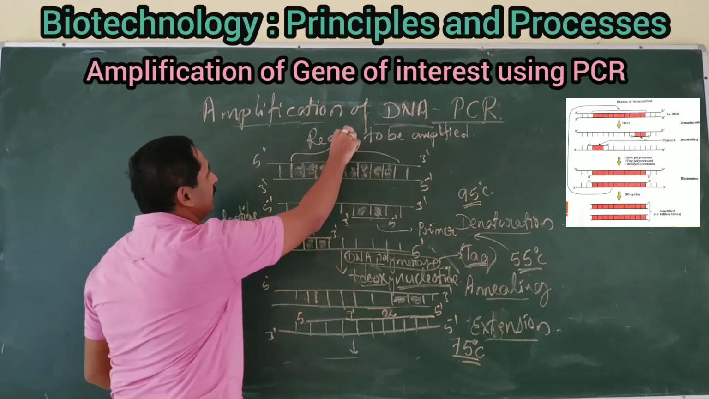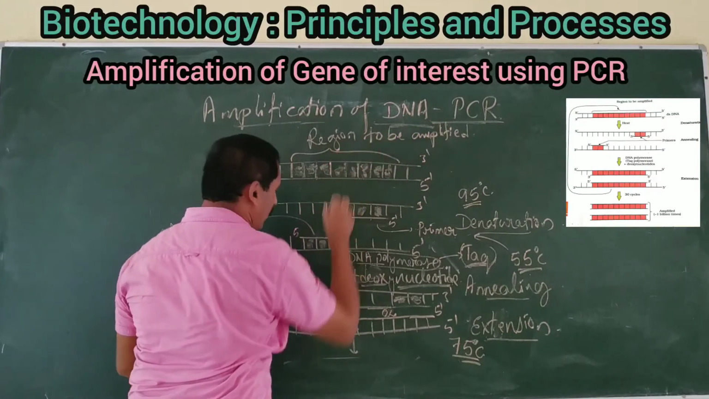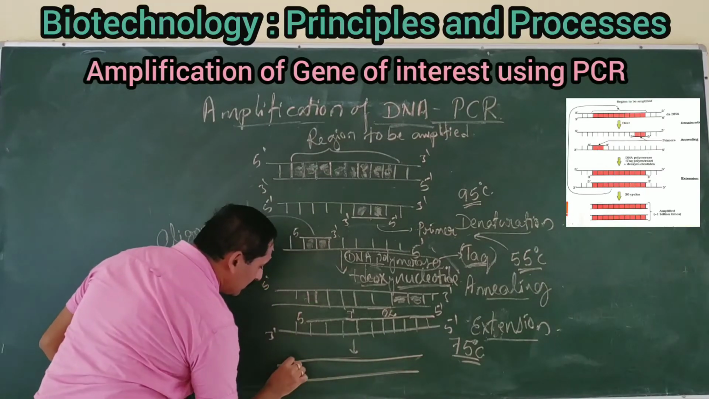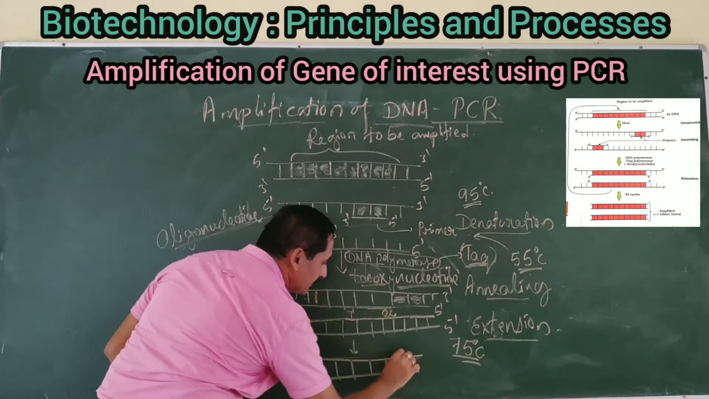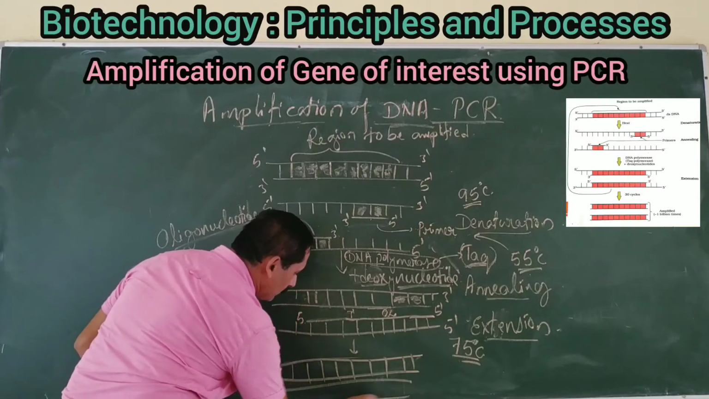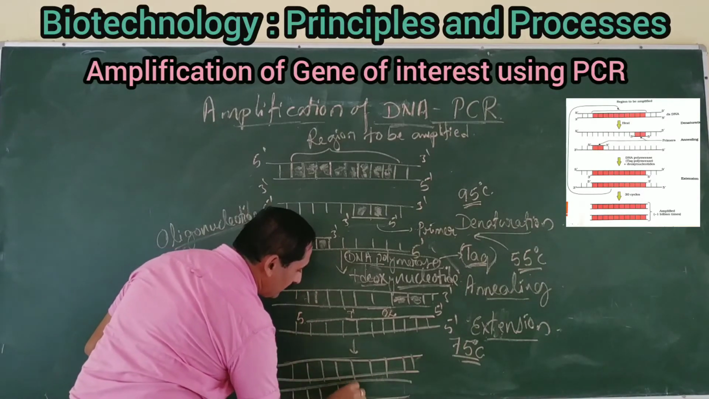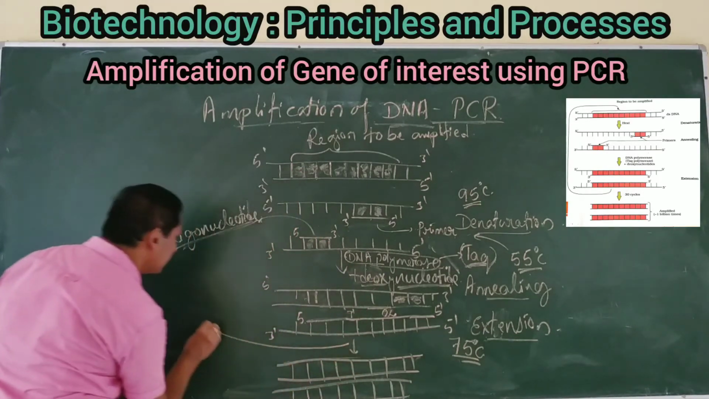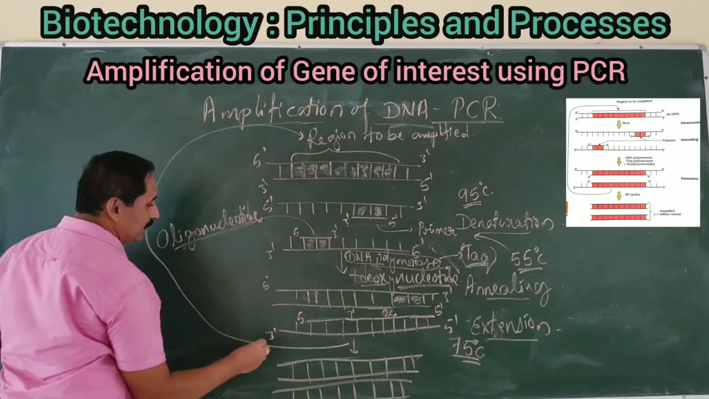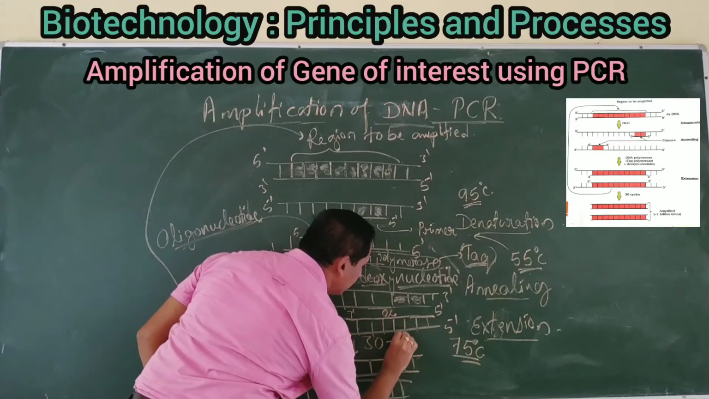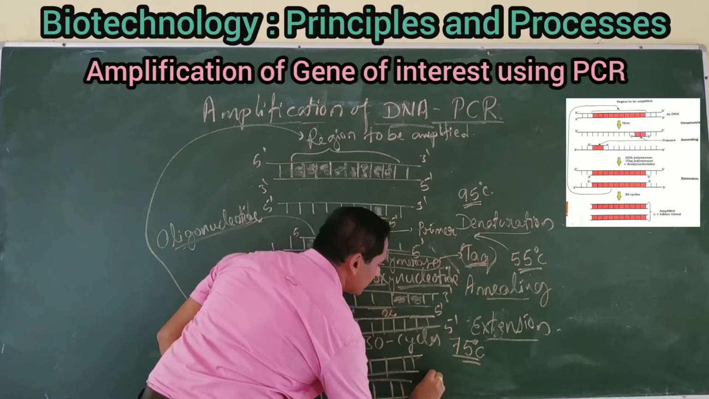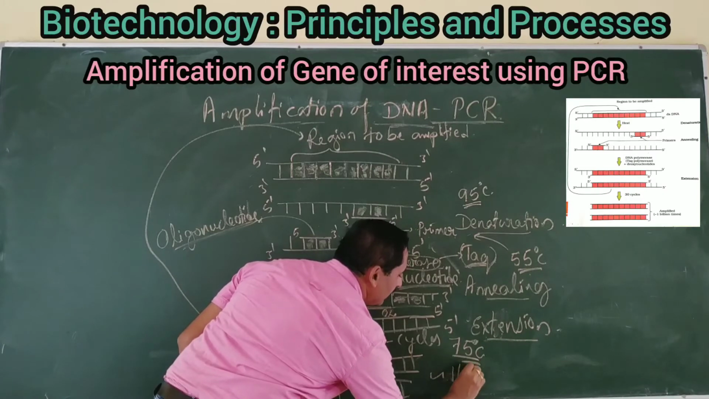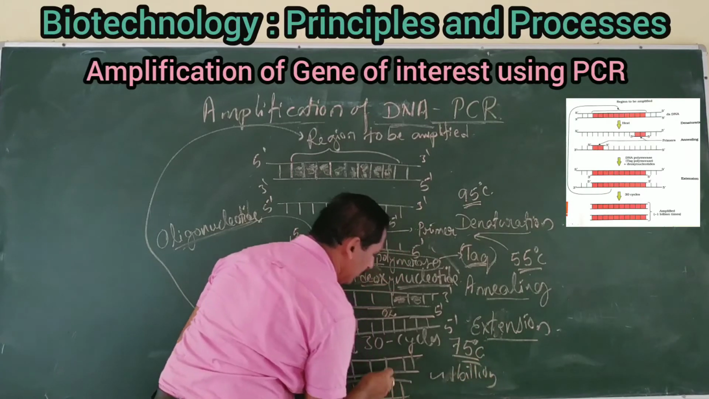A single DNA, the region to be amplified, the gene of interest, gets doubled into two fragments. So you can see the two copies of DNA. A single copy is converted into two copies. If the process is repeated about 30 to 40 cycles, it produces nearly 1 billion copies of the DNA.